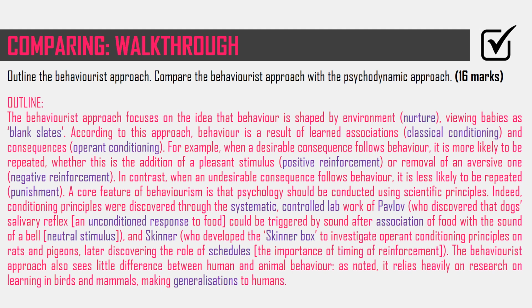Okay, last bit. The behaviorist approach also sees little difference between human and animal behaviour. As noted, it relies heavily on research on learning in birds and mammals, making generalisations to humans. So again, I've linked in what Pavlov and Skinner have done, and I've linked that generally to the approach. A key assumption of the approach is that we can generalise from animals. Okay, I'm not saying that's the only way to outline the behaviorist approach. I'm just saying that I've got a good coverage there of the key principles. All right, so that's my outline.